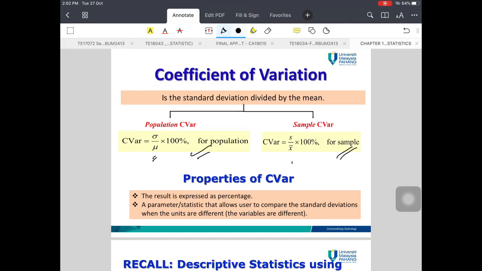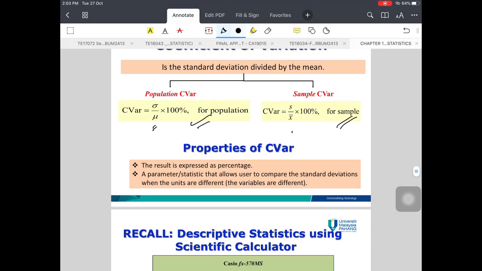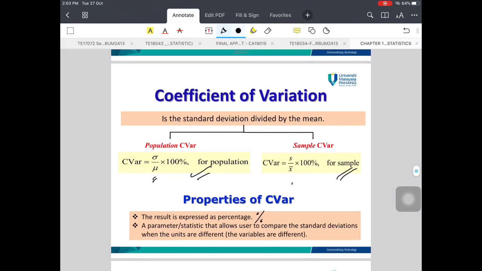Alright, coefficient of variation refers to a relative representation technique result. Okay, so you're going to get a percentage result. Okay, we convert from the specific unit or particular unit to the percentage unit. Okay, the properties of coefficient of variation here, the result is expressed in percentage, right? So you have to take note, you are going to put the percentage unit. Okay, it is a parameter or statistic that allows the user to compare the standard deviation when the units are different. So this is one of the good things, or the advantage, of the coefficient of variation.